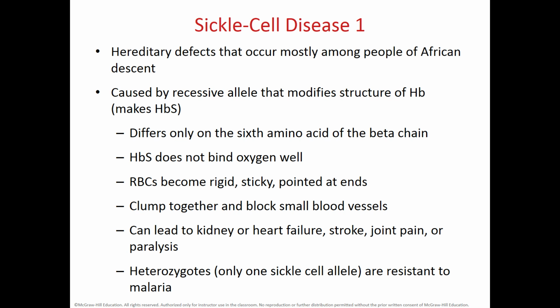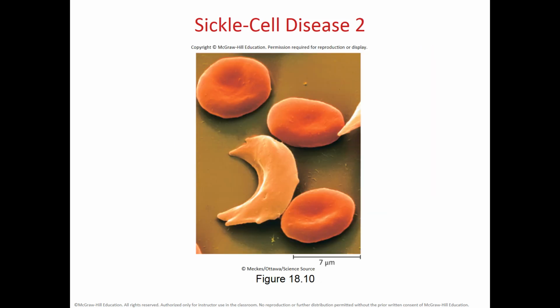Now, in some persons, the sickle cell allele happens only in one gene coming from the mom or the dad. This is known as heterozygous. And in this case, the person will be resistant to malaria because it doesn't have the receptors for this malaria parasite. So it will have a protective function.